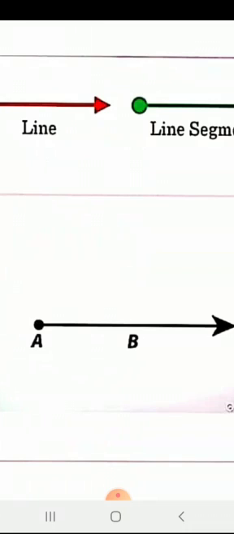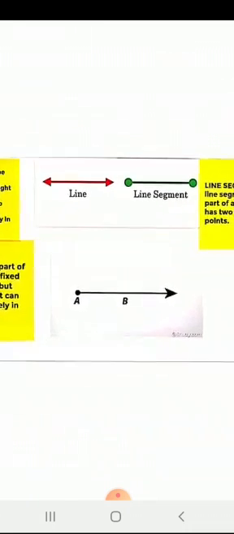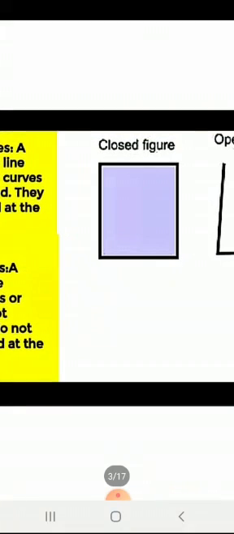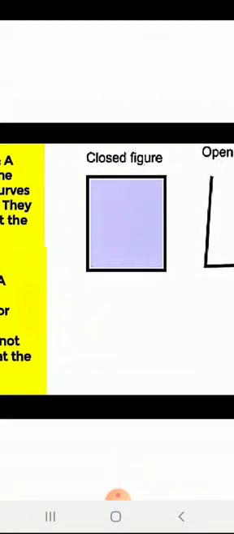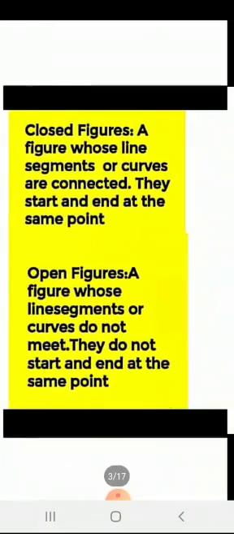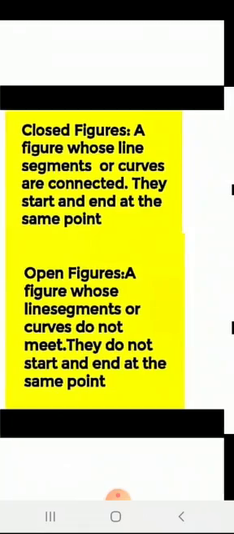Now let us discuss closed and open figures. What is a closed figure? In that word only the meaning is closed. Closed means all the corners are closed. Then we say it is a closed figure. That means what is a closed figure? A figure whose line segments or curves are connected. They start and end at the same point.